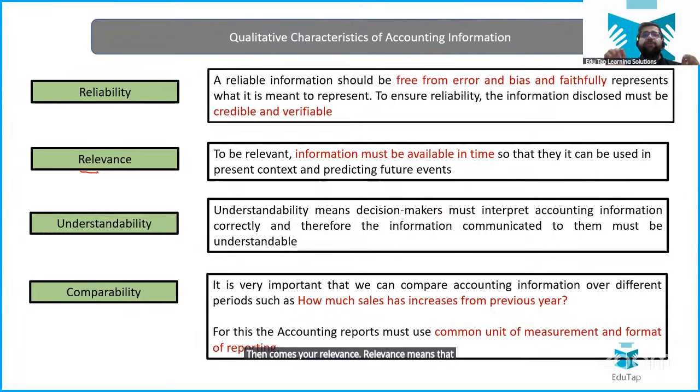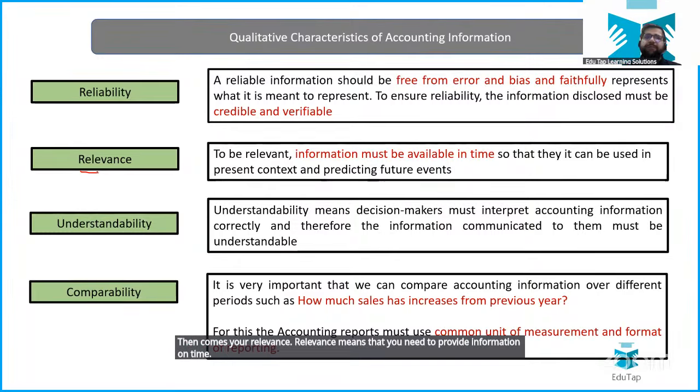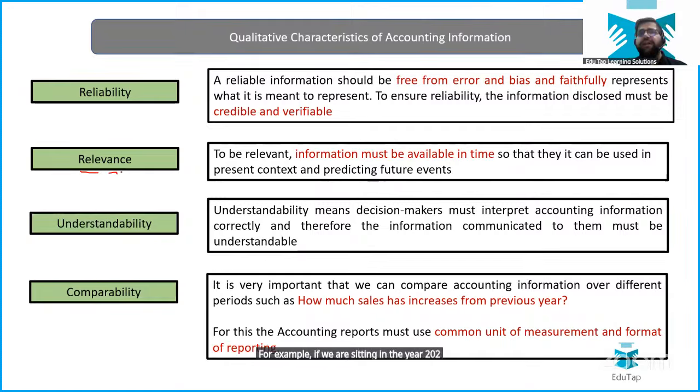Relevance means that you need to provide information on time. For example, if we are sitting in the year 2025, tell me, does the income statement of the year 1990 matter to you that much, or does the income statement of the past 5 years matter more? Option A or option B? Obviously the B one, because in relevance I need the recent information. I don't need the old-times information. Yes, I may need one particular year like 1990, but if I say you also have to get the information of 20 or 30 years back, it doesn't make any sense, right?